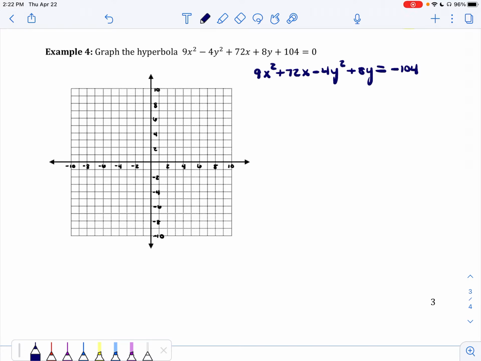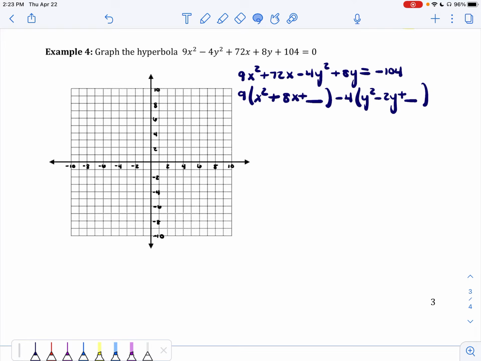With our x's, I'm going to pull out a 9. We have x squared plus 8x and then plus whatever we need to add to complete the square. With our y's, I'm going to pull out a -4. So we'll have y squared minus 2y plus whatever we need to add to complete the square. That's equal to -104, and we'll have to add something in order to balance this out.